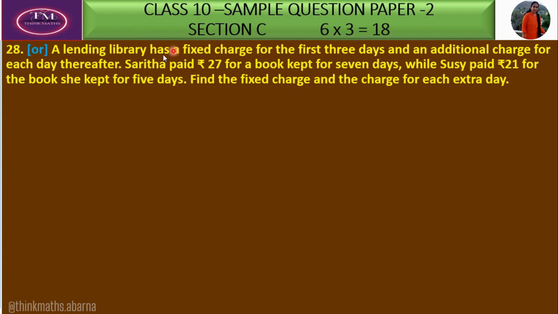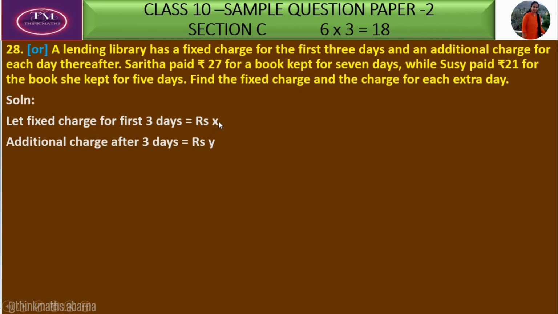Okay. So how are the charges here? There is a lending library. They will give books. For the first 3 days there is some fixed charge. After that, for each day, there is some additional charge. So there is one fixed charge and an additional charge. So let us assume the fixed charge for the first 3 days as rupees x. And after that, there is an additional charge for each day. So after 3 days, the additional charge is rupees y for each day.